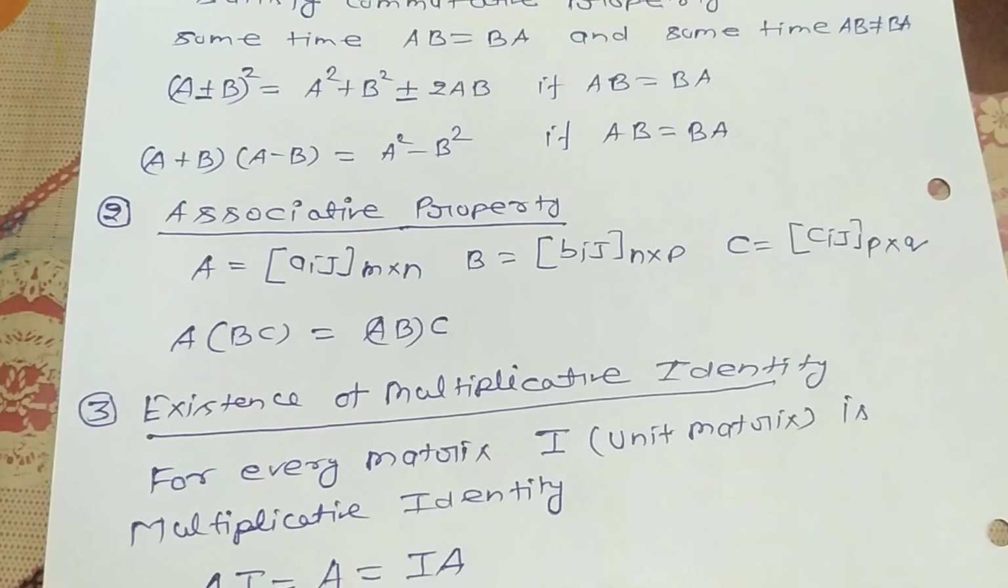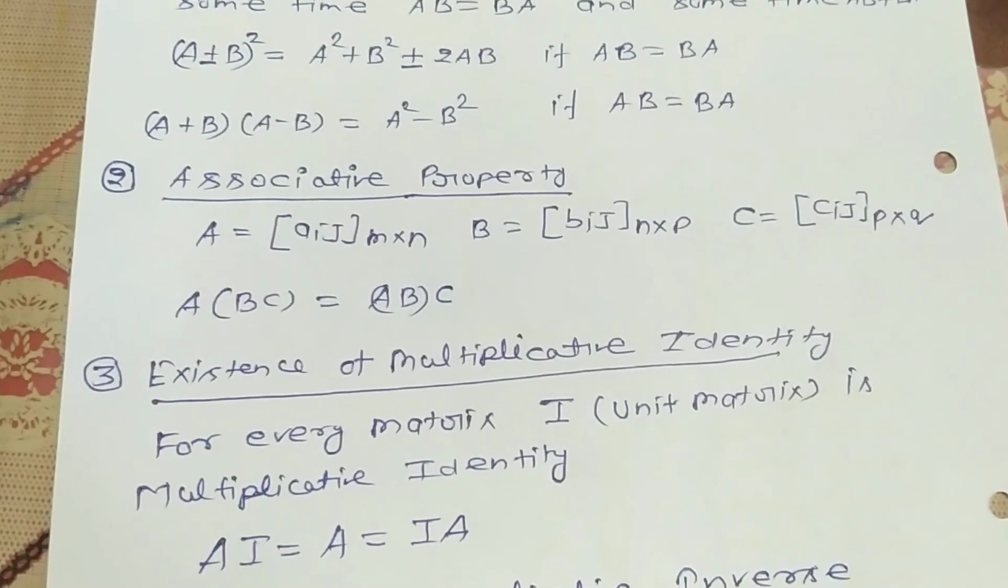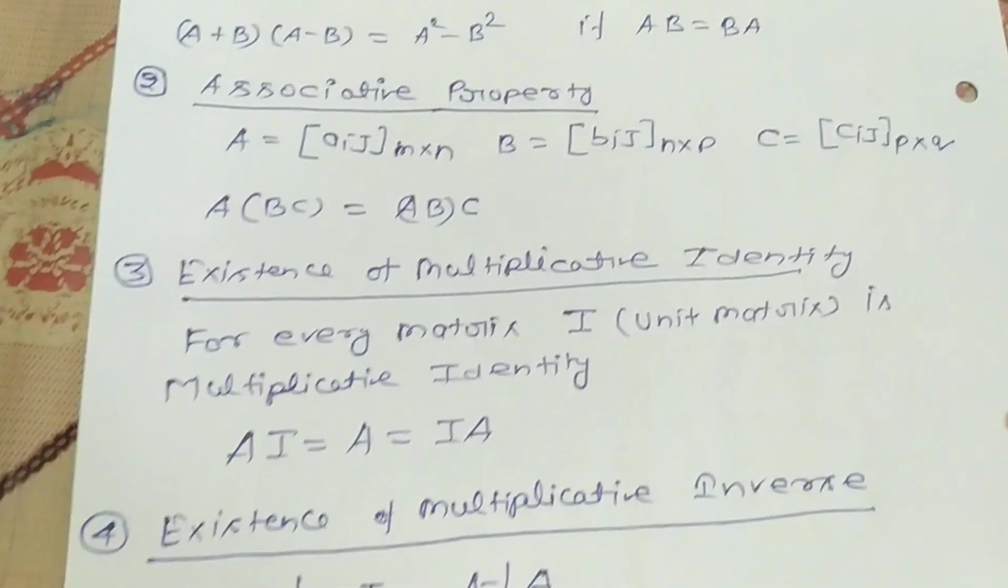Now the next, associative property, हाँ ये associative property को hold करते हैं. If A and B and C are three matrices and they are satisfying the condition of multiplication, then we can say matrices satisfy the associative property.